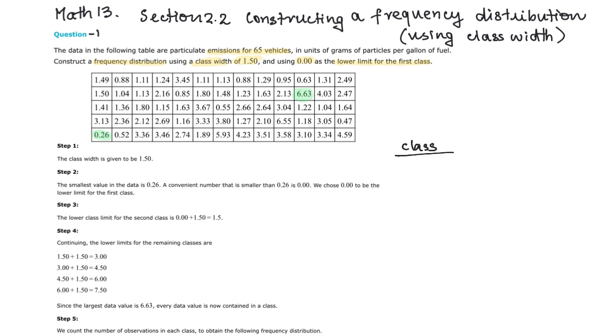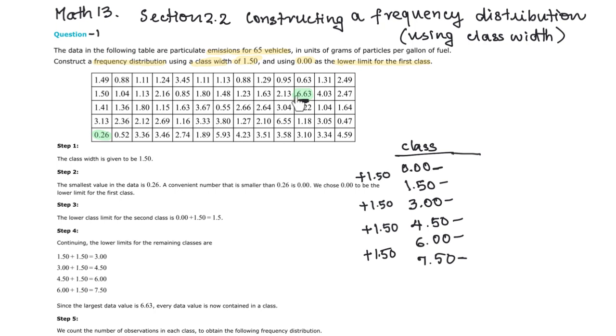Now we are going to construct the classes. So we will start with the lower limit of the first class, 0.00. Then add 1.50 to that to get the lower limit for the second class. So it will be 1.50. Then add 1.50 again to get the lower limit for the third class. Keep on adding the width of each class so that you will get the lower limit for the next class. We can stop this procedure when we get a number which is greater than 6.63. The largest value in the set is 6.63, so that is smaller than 6.50.